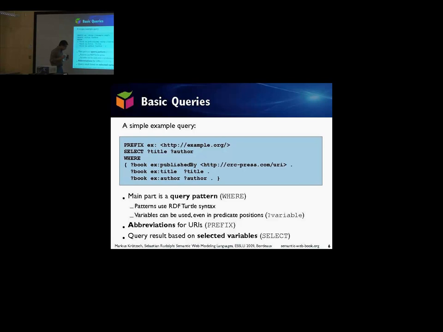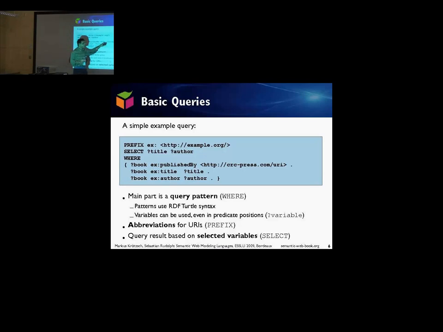Now, because the language using which we have encoded the information represents everything in the form of triples, the query has to follow the same pattern as well. So even over here, the query is expressed in the form of triples. So this is my first triple, which says that the book is published by a specific publisher.